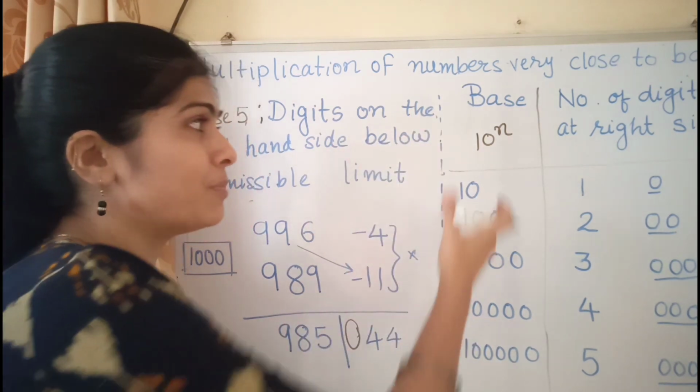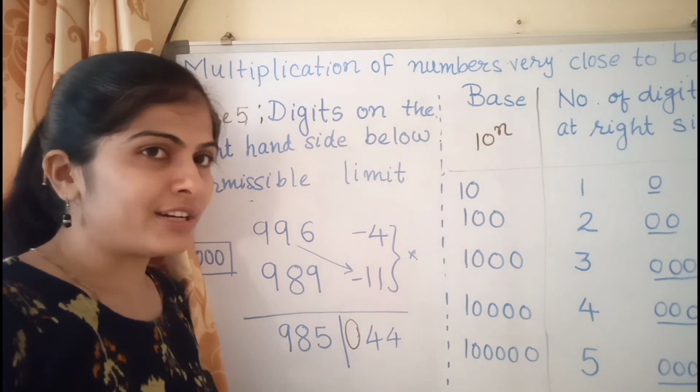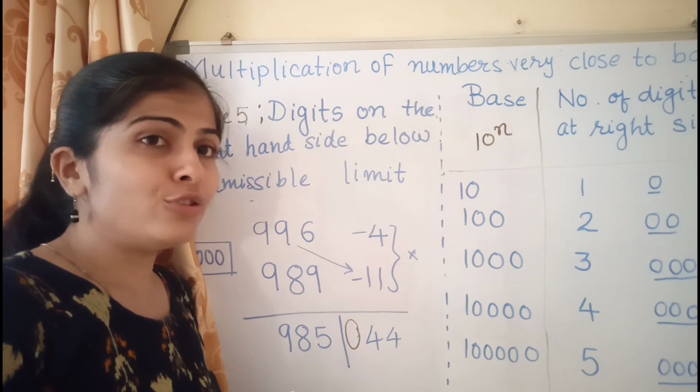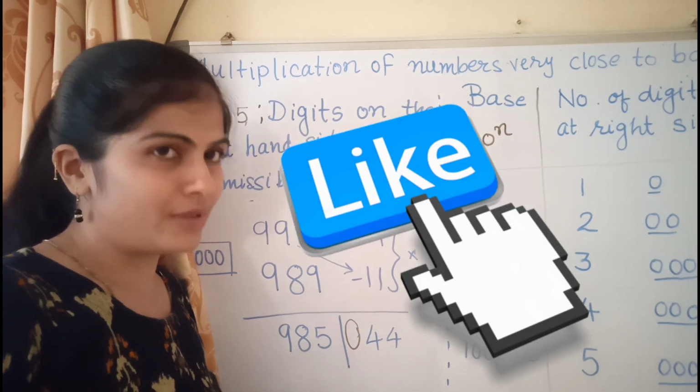So friends, here I have explained you various cases of how to do multiplication of the numbers if they are very close to the base of 10, that is power of 10. And we have considered 5 different cases. So if you do practice of it, you can understand and you can have clear ideas.